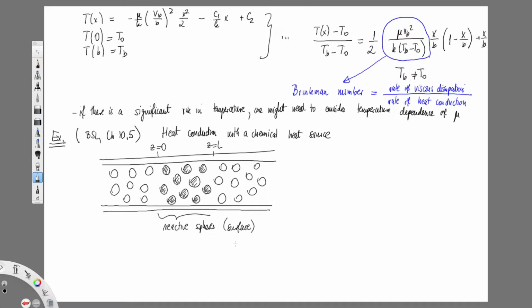Okay? And they're sometimes called catalysts. Because of this reactive surface, I'm going to have SC, which I basically know, in joules per meter cubed second. So this is basically the rate of energy produced per unit volume.